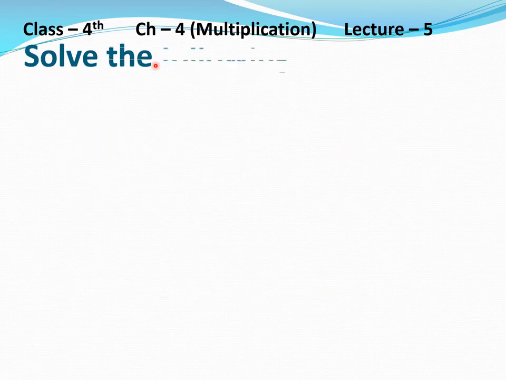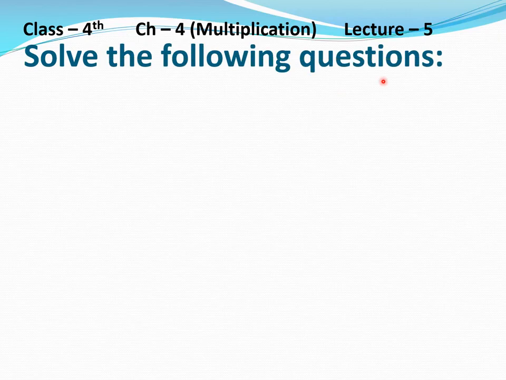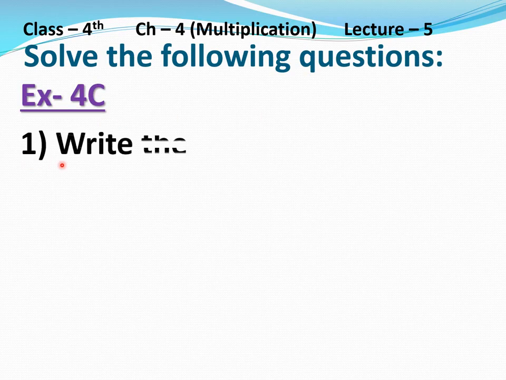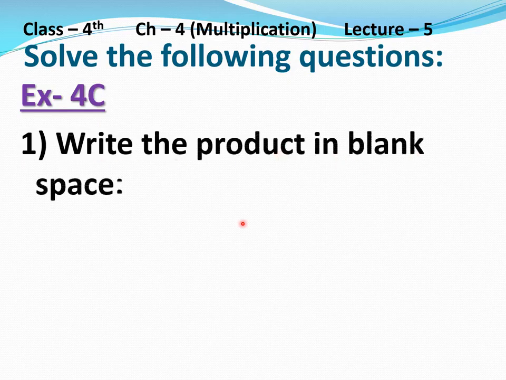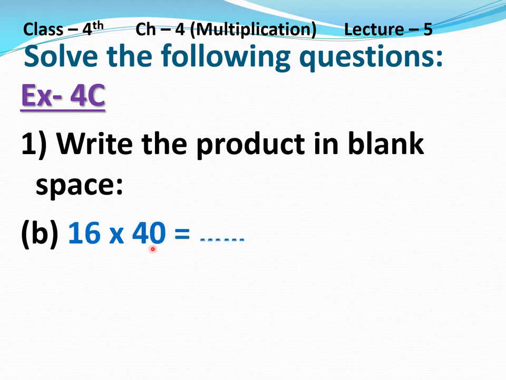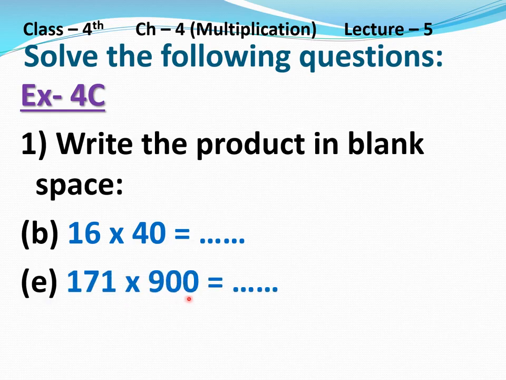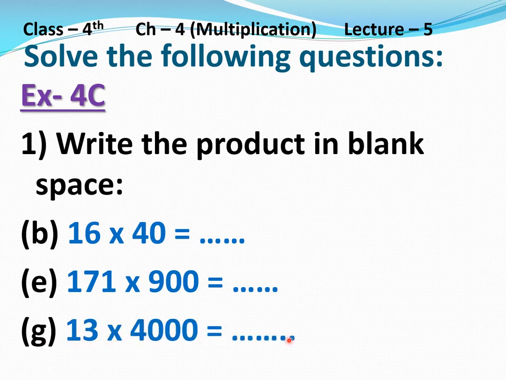Now solve the following questions assigned as homework. Exercise 4C. Question number 1. Write the product in blank space. B part, 16 multiply 40 equal to dash. E part, 171 multiply 900 equal to dash. G part, 13 multiply 4000 equal to dash.